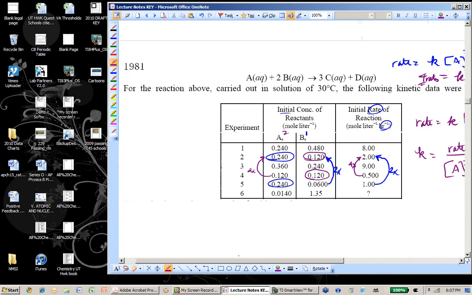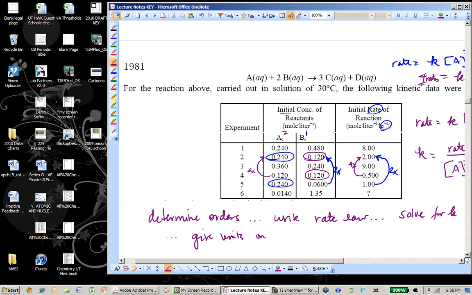So let's get this recipe down. Determine orders. Write rate law or rate expression. Solve for K. Give units on K. Many other things we can ask to be done from there, but this is the recipe that almost all of these start out with. Embrace it, master it, learn it. You're going to be making good grades in this unit.